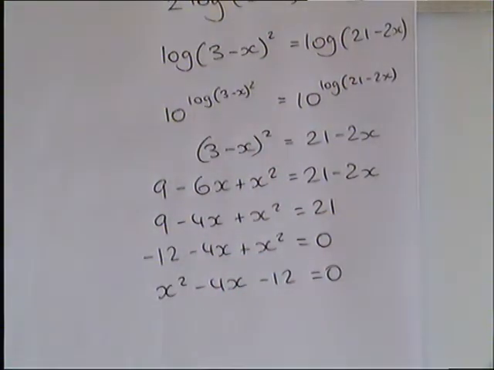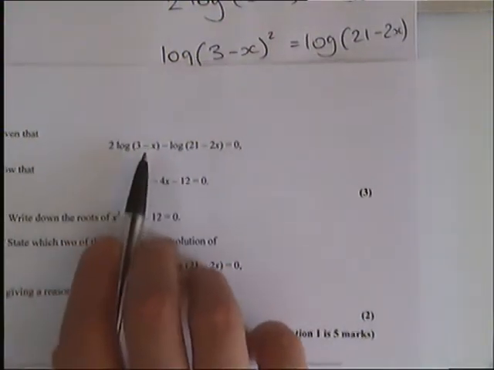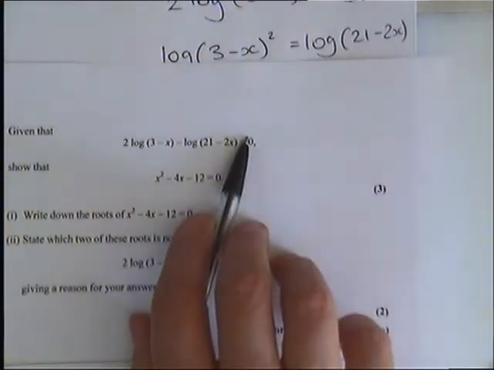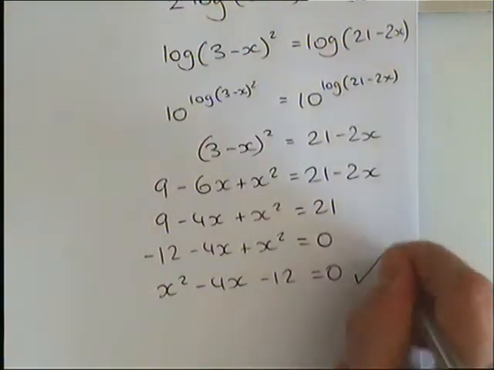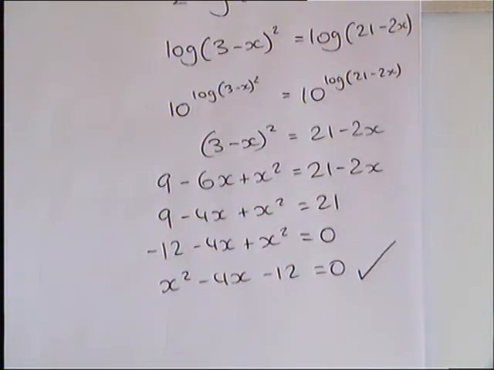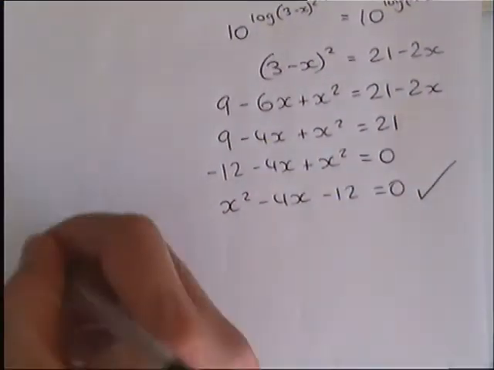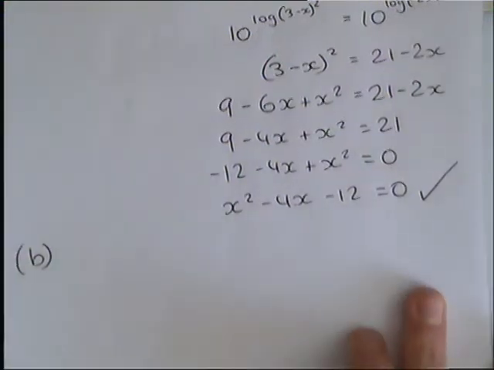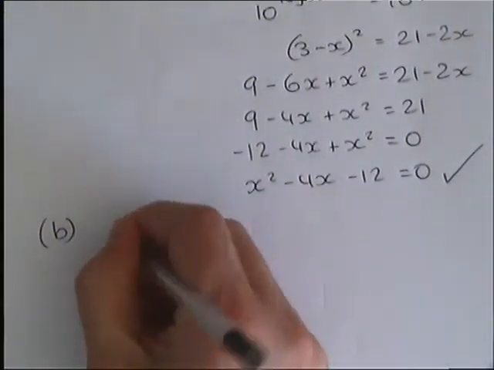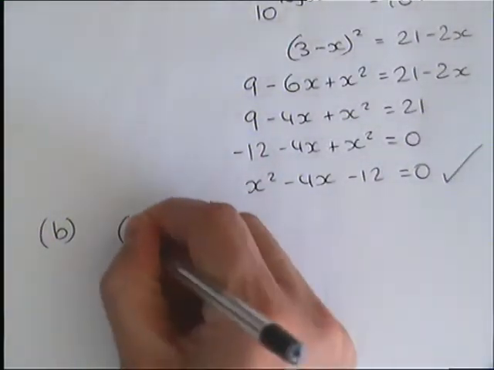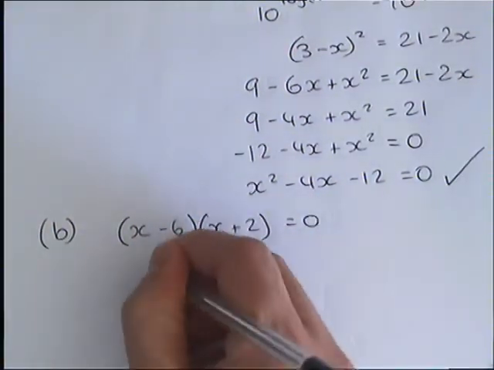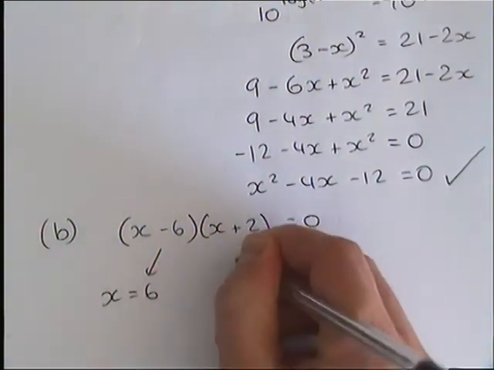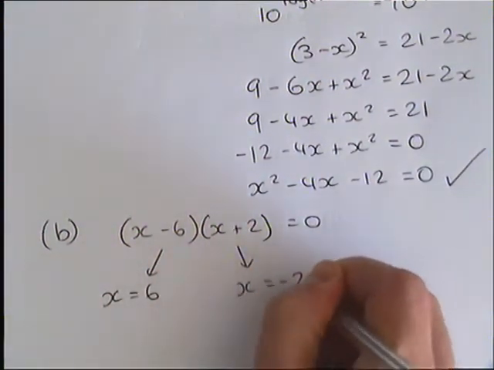So let's go back to the question and double check that we've done what they've asked us to. Given that that's true, we started from that statement and we've ended up at that statement. So we are correct. Part B says write down the roots of this equation. Well, it's fairly easy to factorize. It's minus 6 plus 2. So the roots are 6 and minus 2.